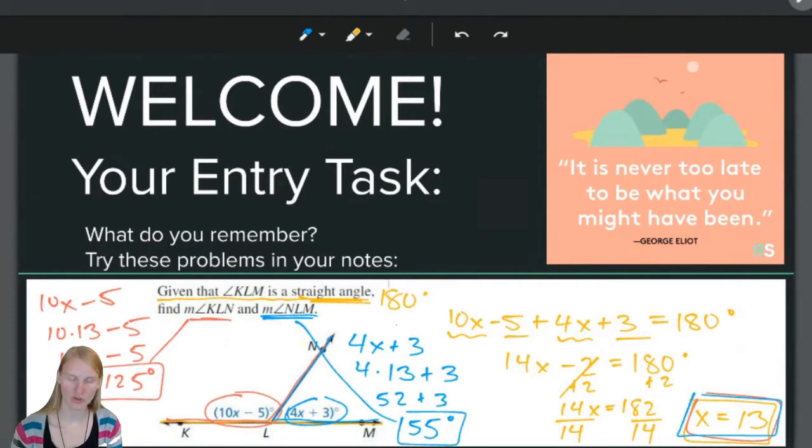So there is your entry task. If you struggled with any part of this, please talk to your teacher, talk to a friend, get some clarification before we move on to what we have for today.